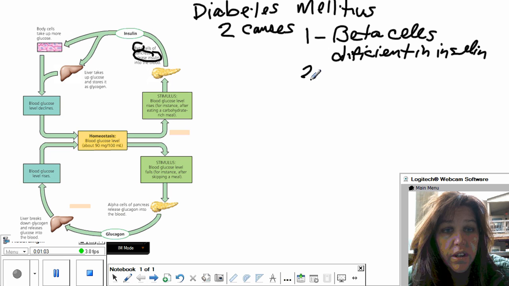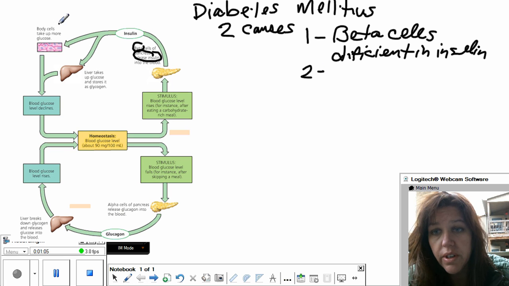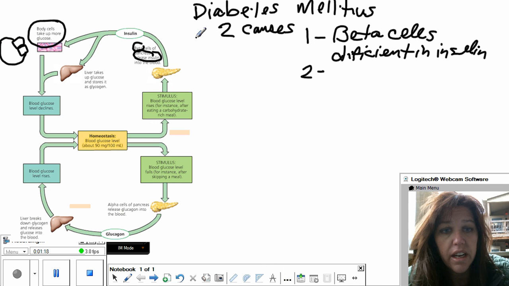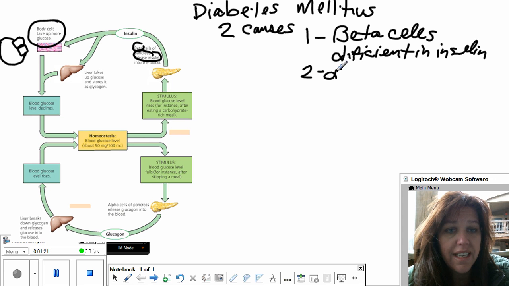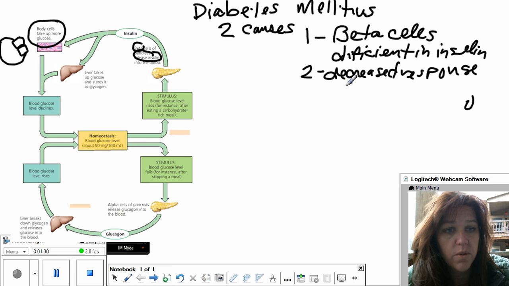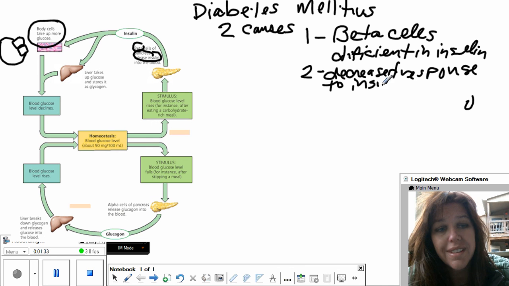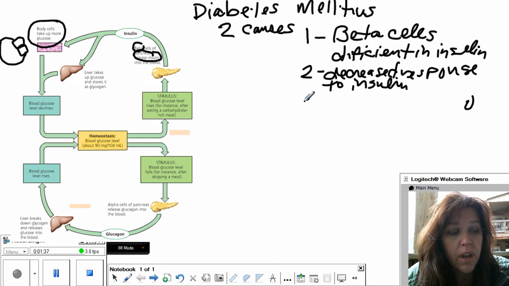And the other cause is right over here. Body cells take up glucose. Remember I said that you have a surface receptor for the glucose right by a surface binder for the insulin, and when your cells have a decreased response to insulin, it's there, but your cells are like, okay, fine, there's sugar out there, but I don't need to bring it in.